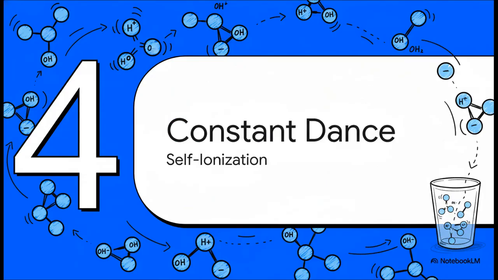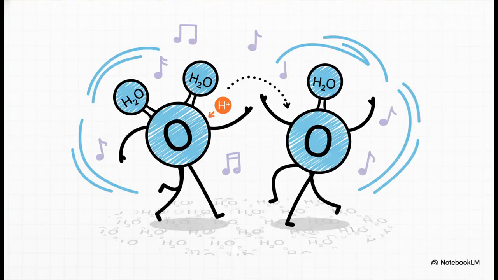Now, that's a pretty big claim, right? So what's the proof? Well, it's found in this constant, kind of beautiful chemical dance that's happening right now in every single glass of water. This whole process is called self-ionization, and it's pretty much exactly what it sounds like. Water molecules are constantly reacting with themselves. In this dance, they are both the partners and the dance floor, all at once.